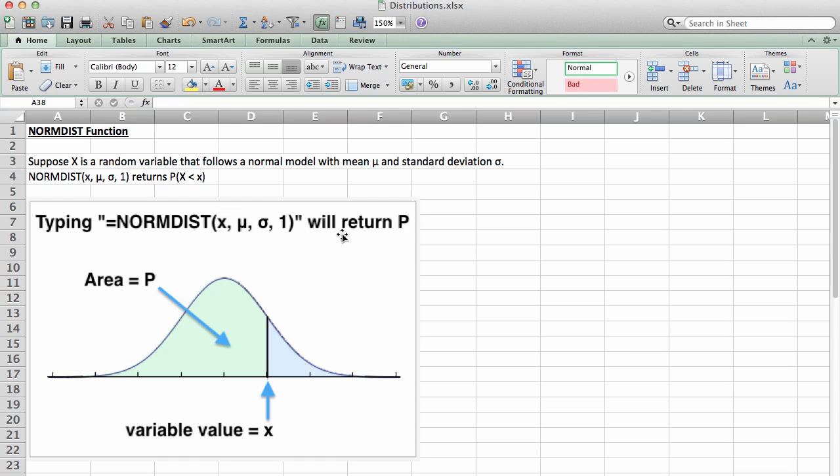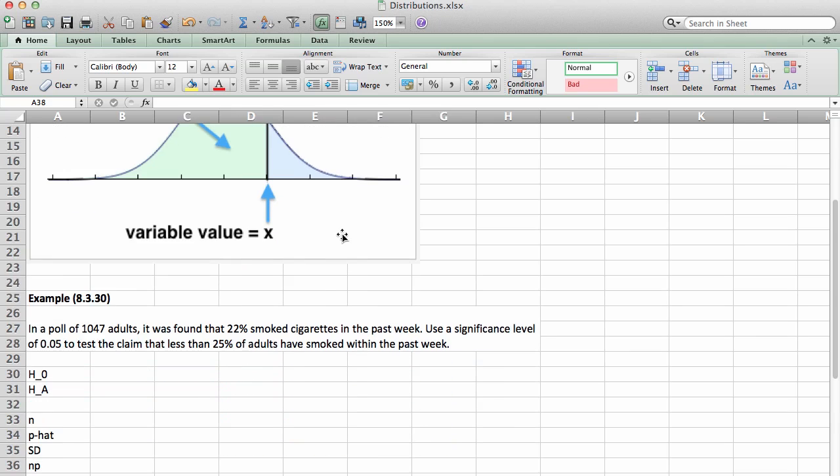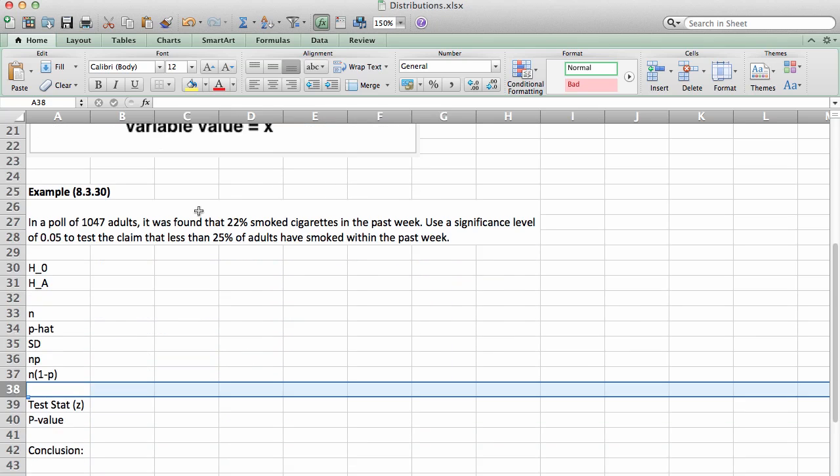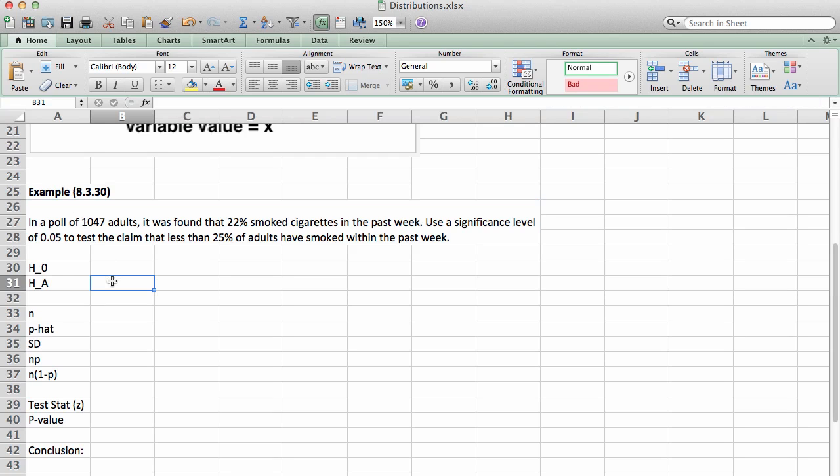So let's look at an example of where the NormDist function comes in handy. This thing is most useful for hypothesis tests when the sampling distribution in question follows a normal distribution. So that means for proportions. Here's an example. In a poll of 1,047 adults, it was found that 22% smoked cigarettes in the past week. Use a significance level of 0.05, or 5%, to test the claim that less than 25% of adults have smoked within the past week. I'm going to start by interpreting that claim into my null and alternate hypothesis.